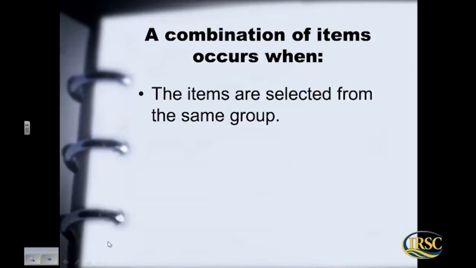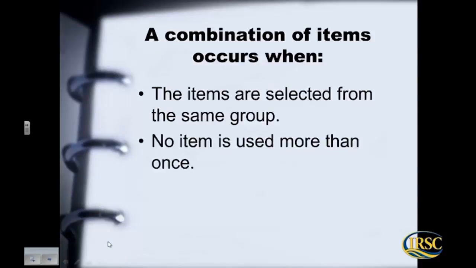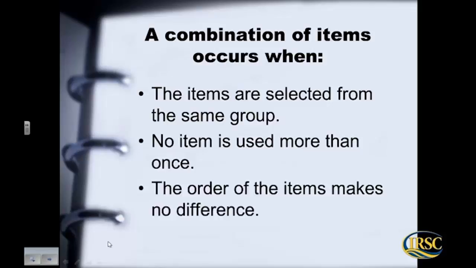So first of all, the items are selected from the same group. Well, that's the same as a permutation. So that doesn't change how you do that. Second, no item is used more than once. That's also the same as a permutation. The biggest difference is that the order of the items makes no difference.